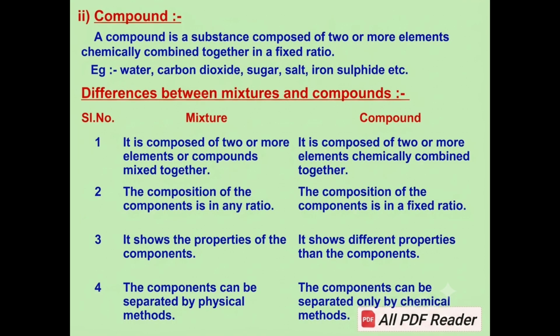Compound. A compound is a substance composed of two or more elements. Just now we have discussed this. When they combine chemically together in a fixed ratio, we get compounds. Examples: carbon dioxide, sugar, salt, iron sulfide. Many examples are there. These are all the differences between elements and compounds.